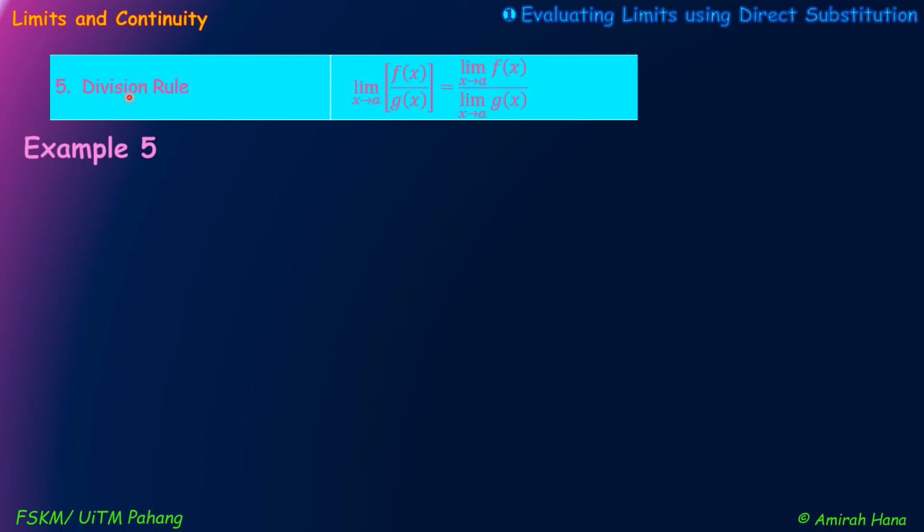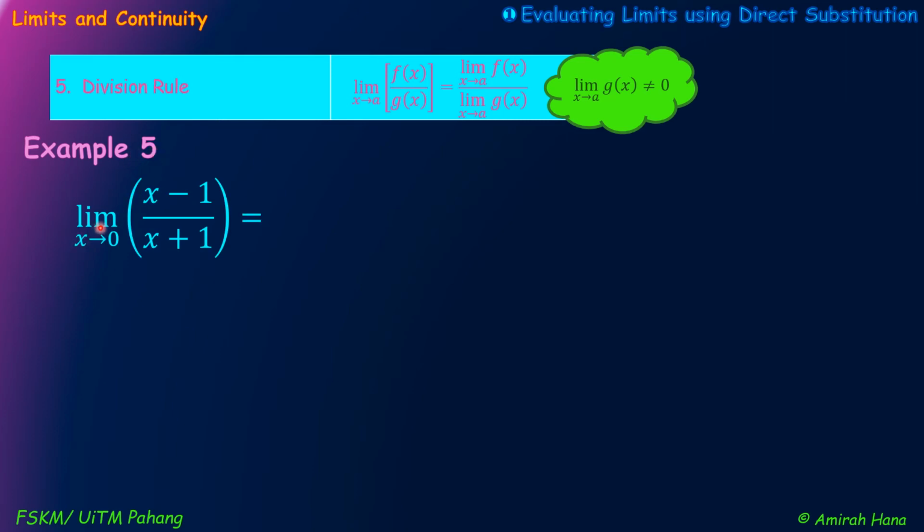Example 5 under division rule. If we have limit x approaches a f(x) over g(x), it is equal to limit x to a f(x) over limit x to a g(x), and limit x to a g(x) not equal to 0. For example 5 here, we have limit x approaches 0, (x minus 1) over (x plus 1). This is a division function.